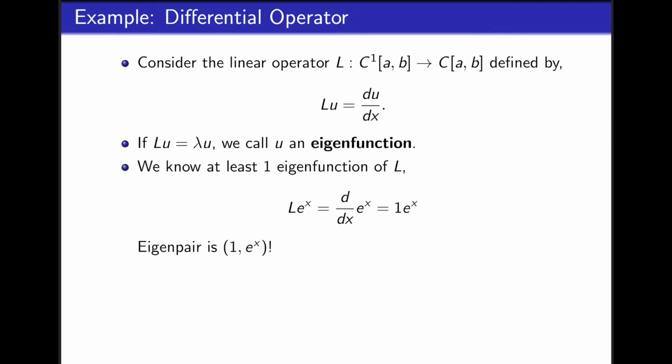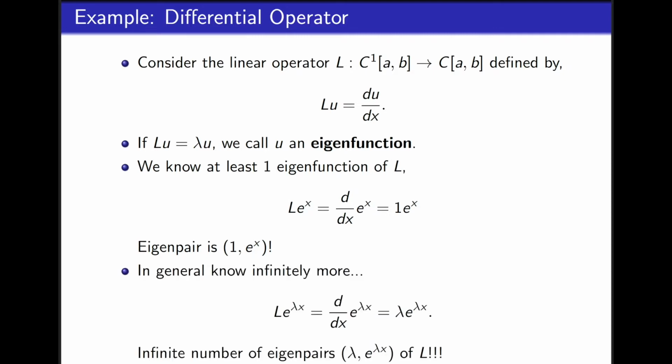So pause the video for a second, take a minute, and try to think of a function that has that property. Alright, so one such function is the natural exponential function, e to the x. This, in fact, will give us e to the x back after differentiation, so the eigenvalue is just 1 in this case. But in general, we can actually find infinitely many eigenpairs for this linear operator by considering the function e raised to the lambda x.